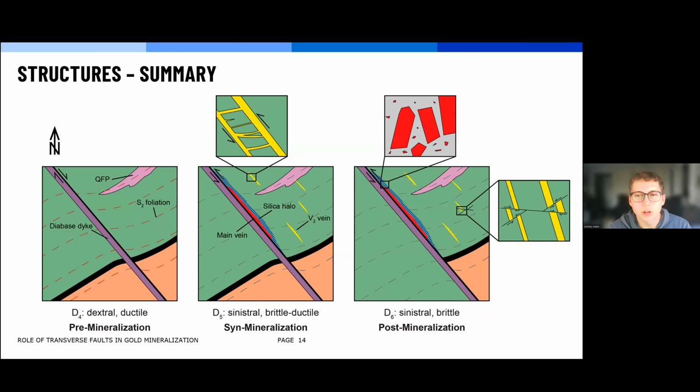So this is a simplified top-down model of those three events, D4 to D6, that are associated with movement along the Maskinonge Lake Fault. It shows the evolution of the fault as it transitions from ductile into brittle deformation, as well as their timing relationship with gold mineralization.